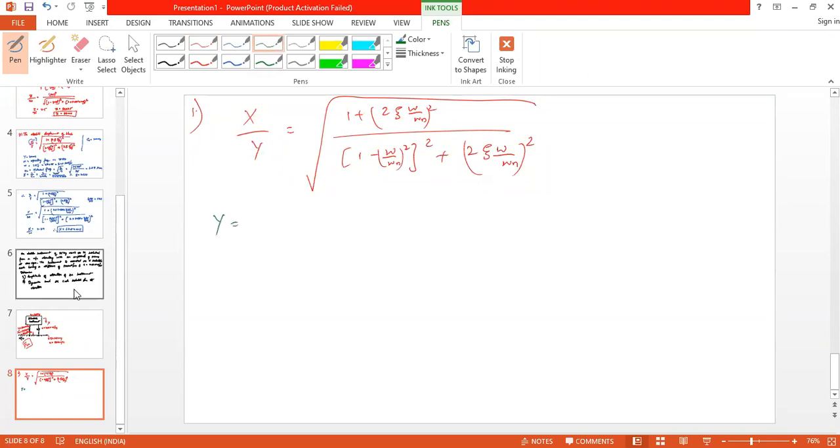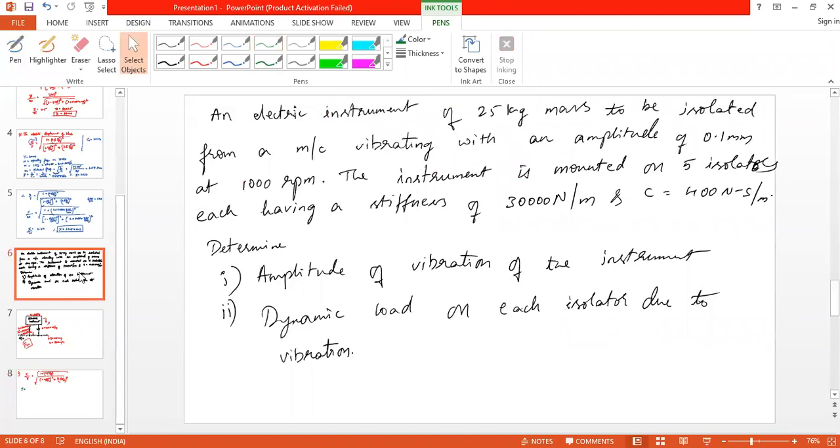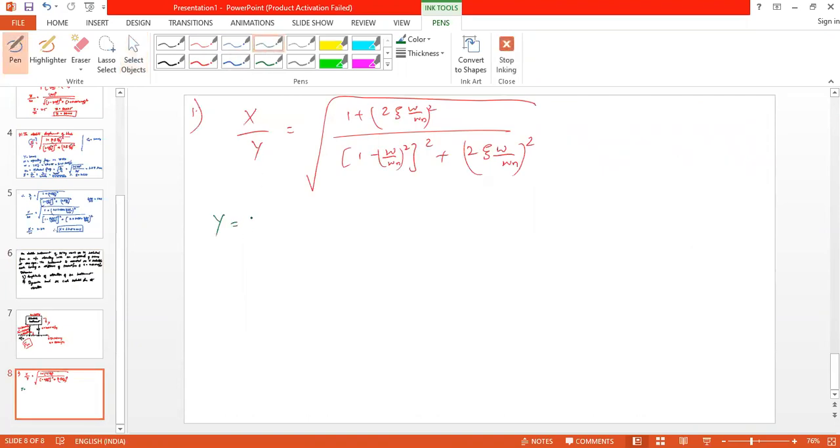What is the value of Y? It's 0.1 mm. And what is the value of X? X we should find. We don't know. That is what we need to find out.